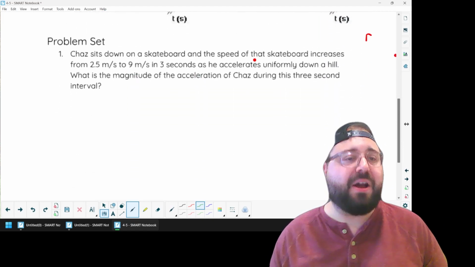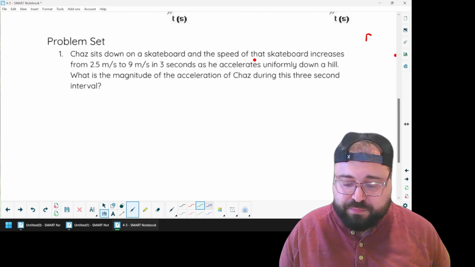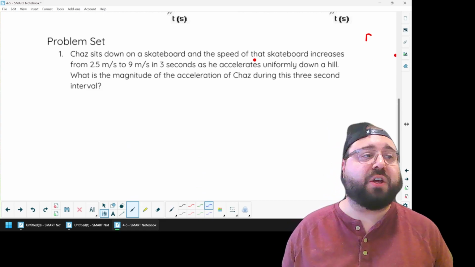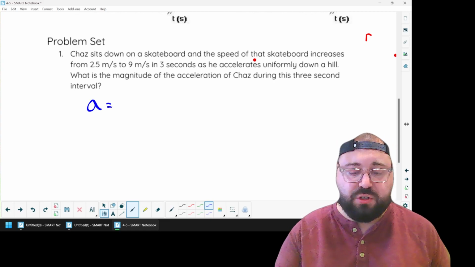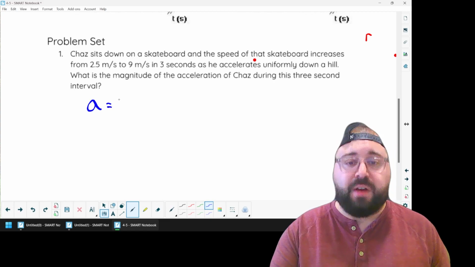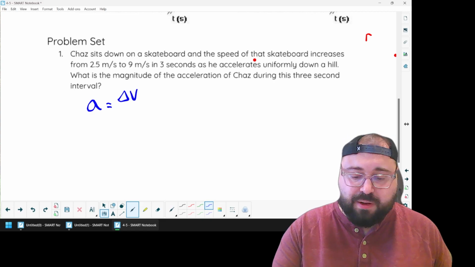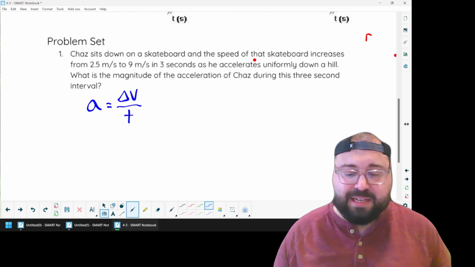So let's talk about how to calculate acceleration. In your reference tables, we have an equation for acceleration, which is very similar to our equation for finding velocity. So acceleration is a change in velocity over time.